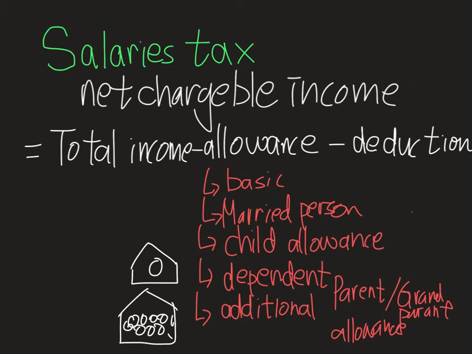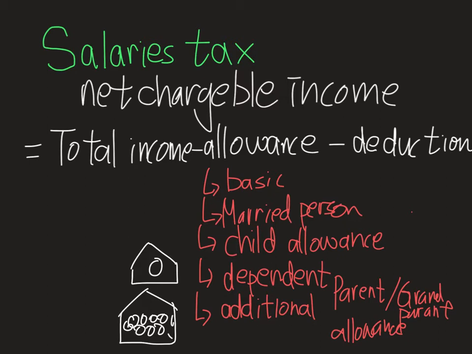For the salary tax, we need the net chargeable income. How can we calculate it? It is just total income minus allowance and minus deduction. How can you find the allowance? Allowance has different parts that can be included, such as basic, single, married person, child allowance, dependent, or additional parents or grandparent allowance.